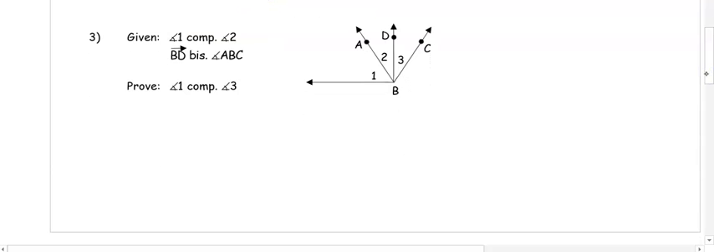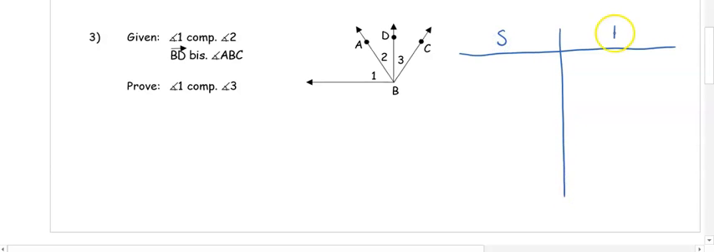In number 3, we know that angle 1 is complementary to angle 2. And we know that BD bisects angle ABC. So we want to prove that angle 1 is complementary to angle 3. So we are going to prove this by making a little bit longer of a proof. So we have our statements and our reasons. We always start a proof with our given statements. So we have angle 1 is complementary to angle 2, and we know that BD bisects angle ABC. This is given to us.